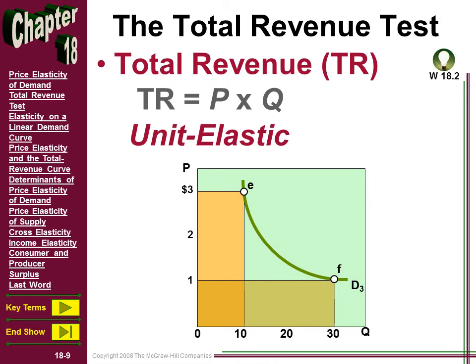All right, so the decrease in price from $3 to $1 increased quantity demanded from 10 to 30, and notice total revenue has not changed. Total revenue remains 30. So this firm can either charge $3 per unit and sell 10 units per week, or charge $1 per unit and sell 30 units per week.